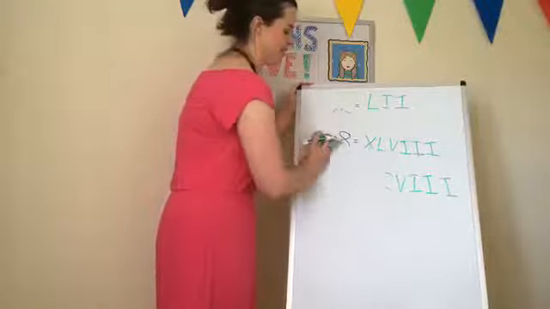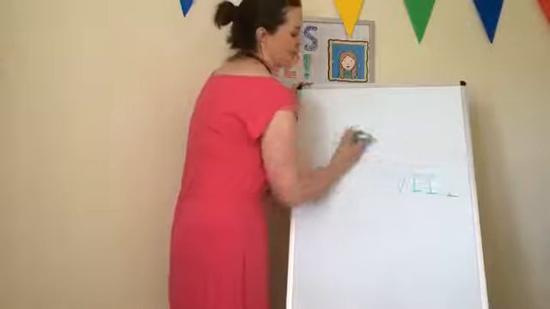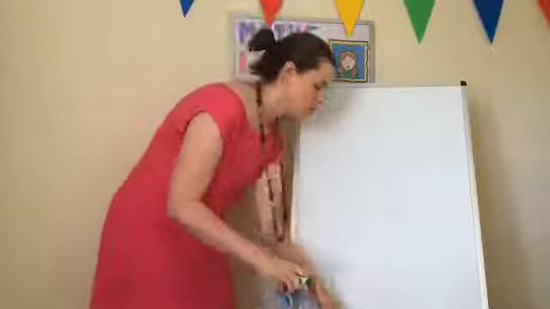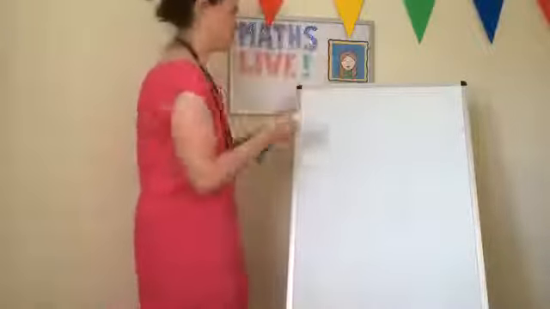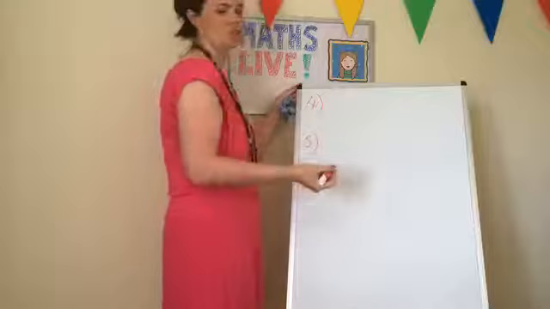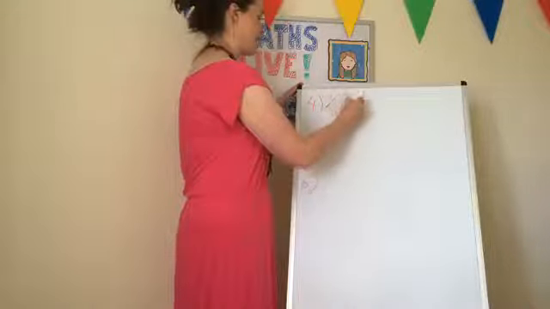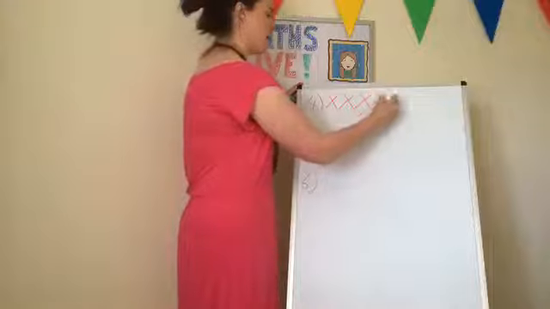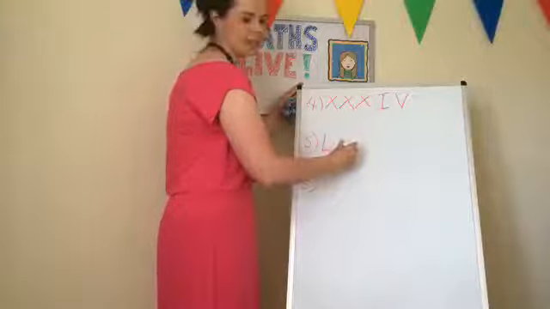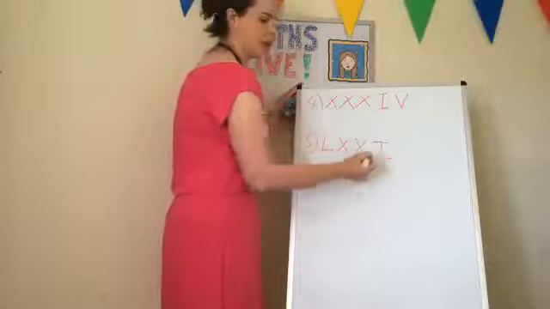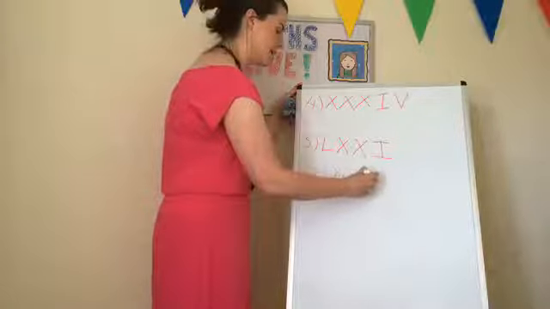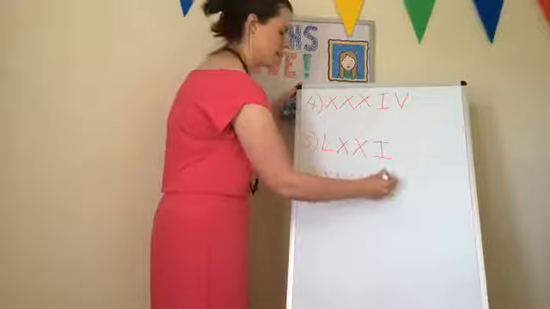Right, this is the fun bit now. This is the code breaking, where I give you the Roman numeral and you've got to break the code with the letters to work out what number I'm giving you. So, you ready? It's question four, I've got question five, and question six. So, question four is X, X, X, I, V, and they just fit on the board. The next one is L, X, X, I, and the last one is X, L, V, I, I. Give that a go.